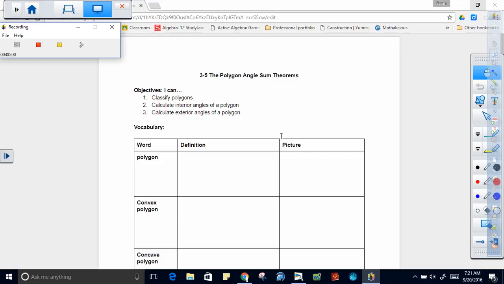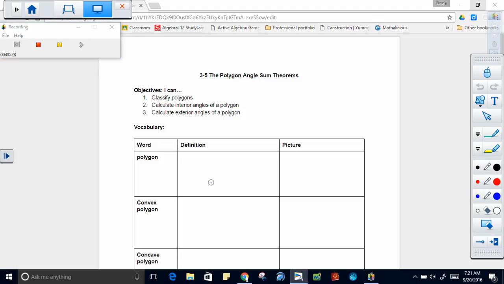So here are your 3-5 notes. We're going to make sure you know what your learning targets are. So your learning targets for today are to classify polygons, to calculate interior angles of polygons, and to calculate exterior angles of polygons. Just remember, interior is inside, exterior is outside.